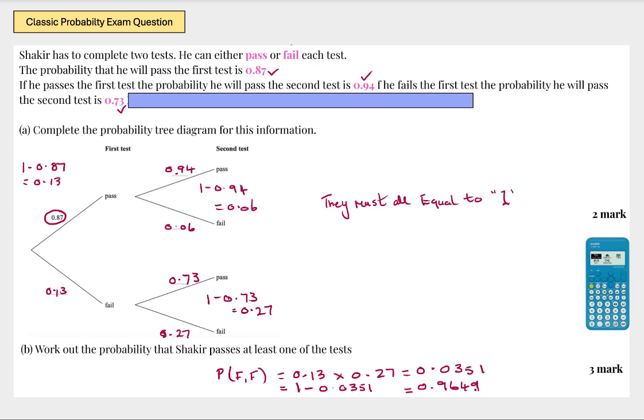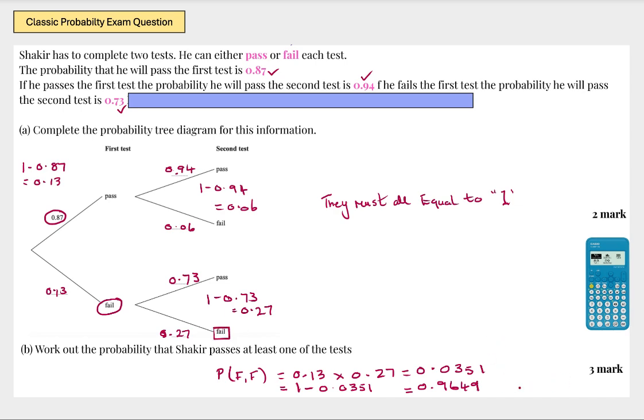So I can understand how some people will find that a little bit confusing. But if you look, this is the only one to say fail. So we've used those, okay? So that is 3 marks.